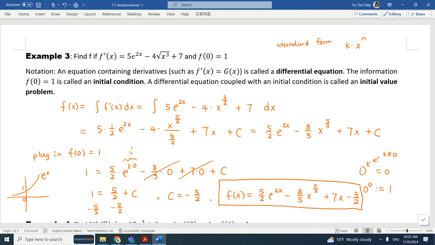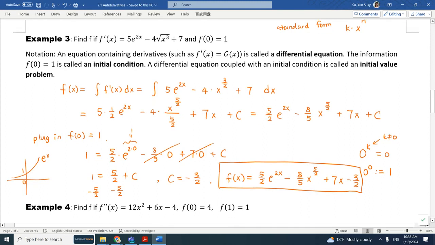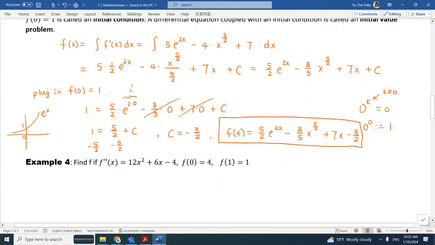So sometimes if we are given initial conditions, we can plug in and find the c. All right. Now you do example 4. Okay. So you have the second derivative. You integrate one time to get the first derivative, and then you integrate the second time to get the function. It's like a 2-step process. Integrate the first time, and see what you get, and integrate the second.